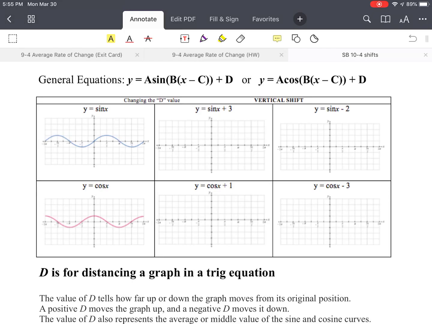Hi, today we're going to talk about transformations of trig functions. So what that means is we're going to be taking our sine and our cosine graphs and we're going to be shifting them up, down, right, and left. So the first thing that we're going to look at is shifting sine or cosine graphs up or down.